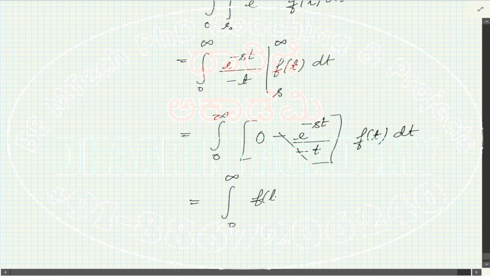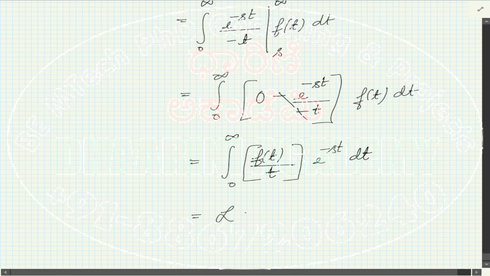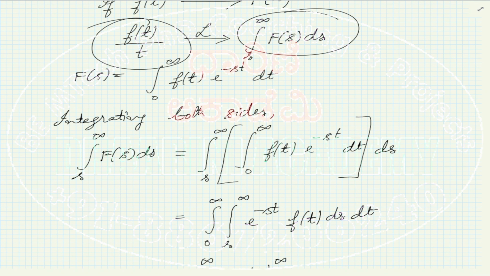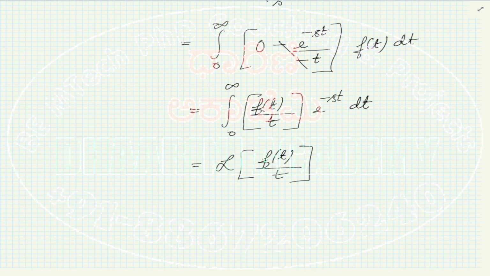This is f of t by t is the first term into e to the minus st dt. So now you see this can be written as this is equal to Laplace transform of f of t by t. So that itself is the left hand side. So we started from the RHS, that is we started from s to infinity f of s ds. We started from here and we ended up over here. So that is the proof.